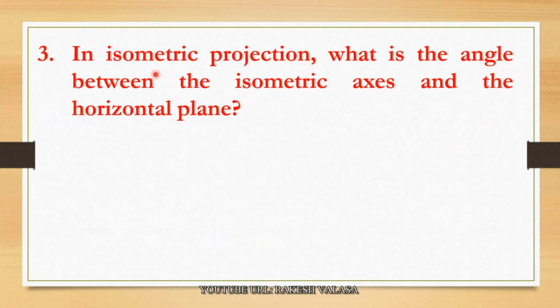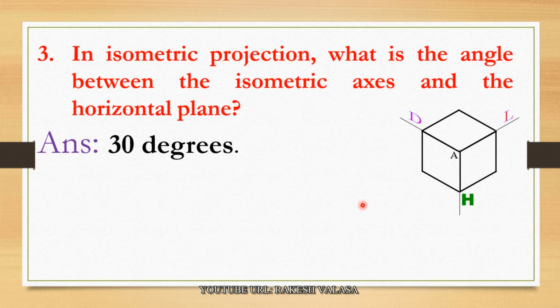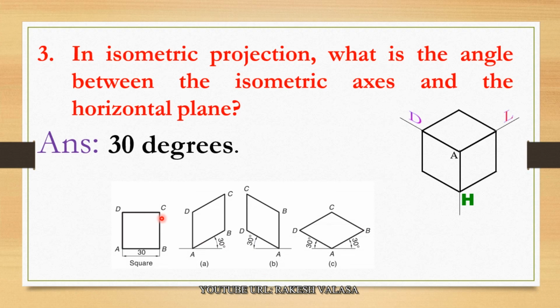Question number 3. In isometric projection, what is the angle between the isometric axis and the horizontal plane? The answer is 30 degrees. You can see this image. You can also see this image. Here I have taken one square plane. Here the isometric axes are AB and AD. These isometric axes make 30 degrees with the horizontal plane or horizontal line.